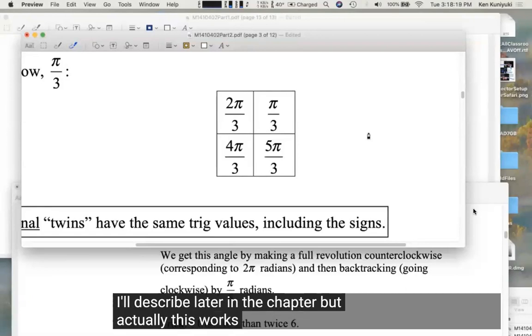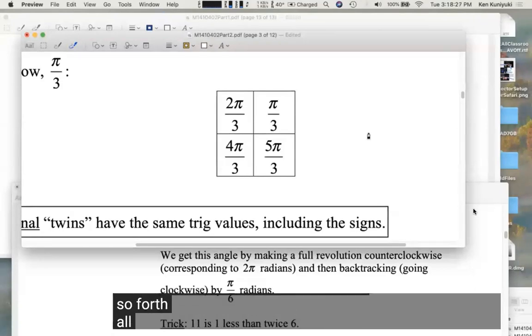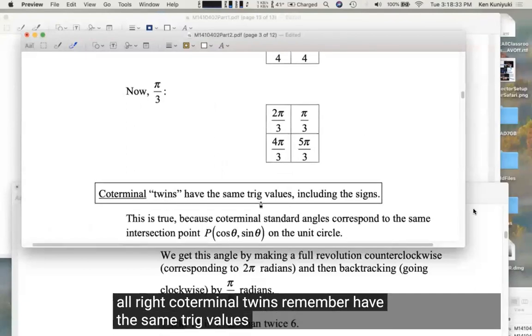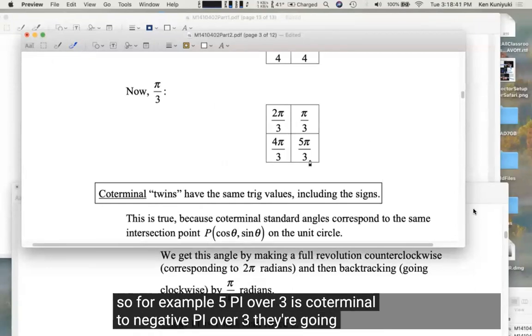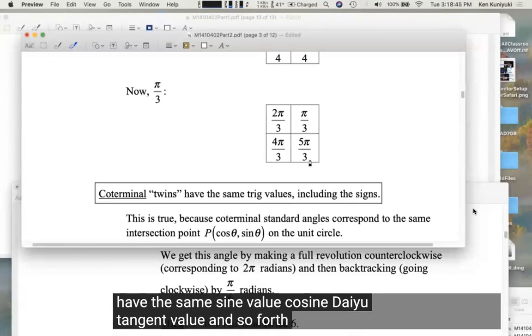But actually, this works for pi over 3, pi over 4, pi over 5, pi over 6, pi over 7, and so forth. All right. Coterminal twins, remember, have the same trig values, including the signs. So, for example, 5 pi over 3 is coterminal to negative pi over 3. They're going to have the same sine value, cosine value, tangent value, and so forth.